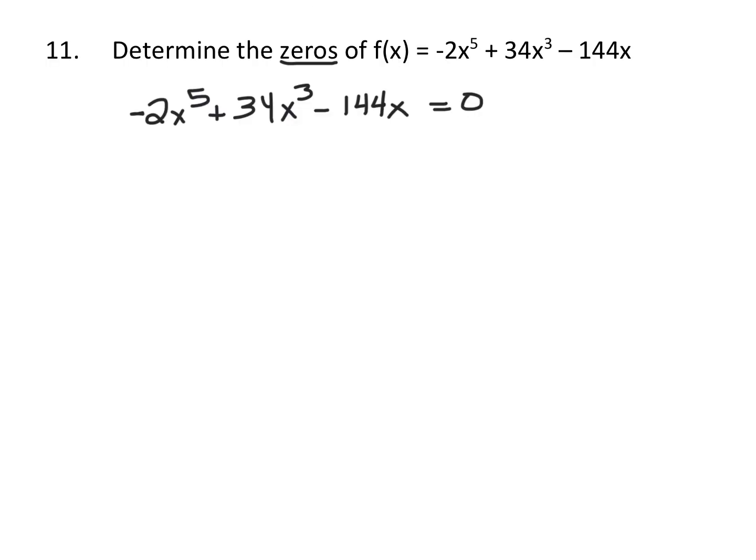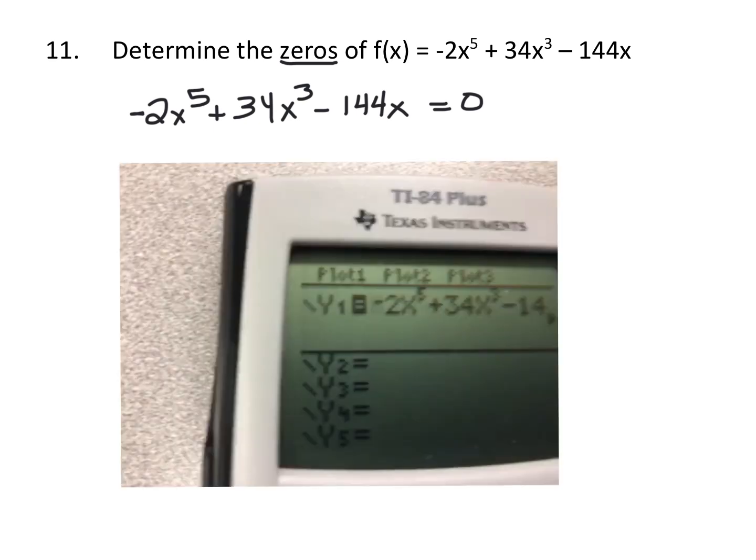All right, so in number 11, they want us to determine the zeros. So what I did to start was I took my equation and set it equal to 0. Now we basically just want to factor, make a t-chart, and solve. It doesn't say that we have to determine them algebraically, so you could try to determine them graphically if you'd like. Keep in mind, the biggest exponent is a 5, so we can have up to 5 solutions.